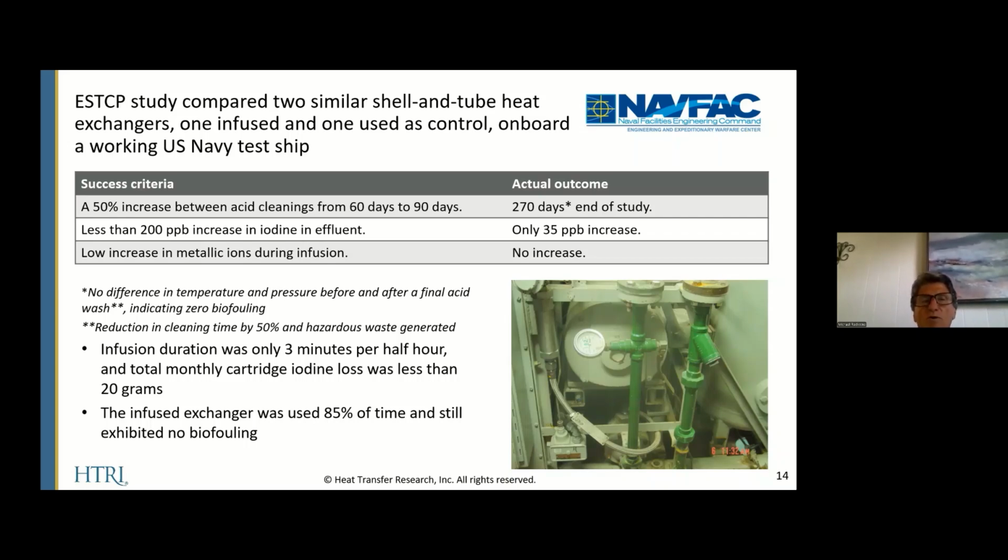So the technology completely remediated and then prevented foul formation. When they looked at the total effluent of iodine during static mixing within the heat exchanger, there was only a rise of 35 parts per billion. So there was no transfer of iodine from the bubbles themselves to the effluent during static mixing. And lastly, when they looked at metallic ions within the effluent, there was no rise in metallic ion effluent as well, indicating that the infusion protocol had no effect on metallic surfaces or gaskets within the heat exchanger system.